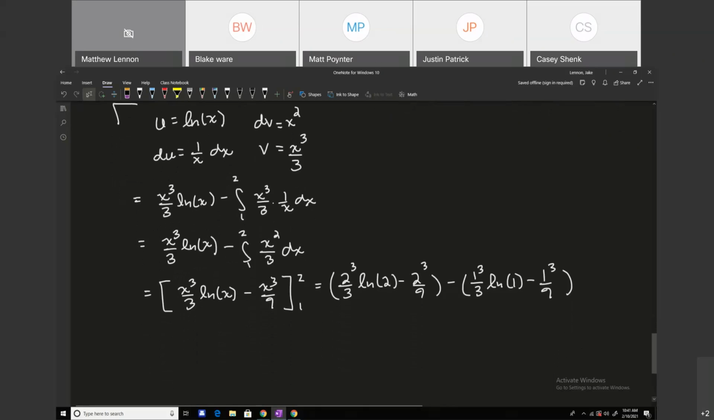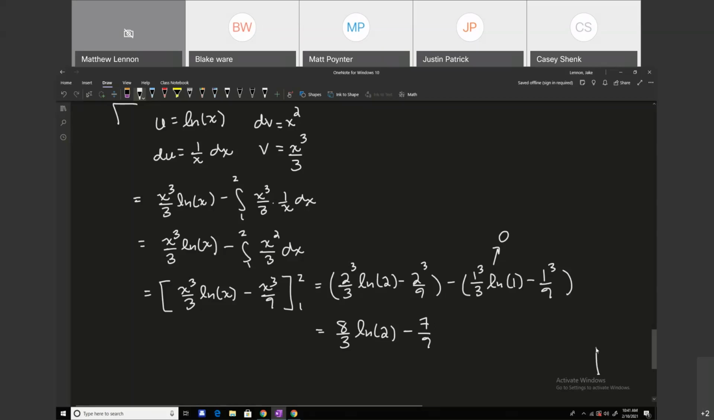So then we're going to get 8 over 3 natural log of 2. This term is going to become 0. Then you have 8/9 minus 1/9, so that's going to be, actually negative 8/9 plus 1/9, so it's going to be minus 7 over 9. So yeah, that should be the value.